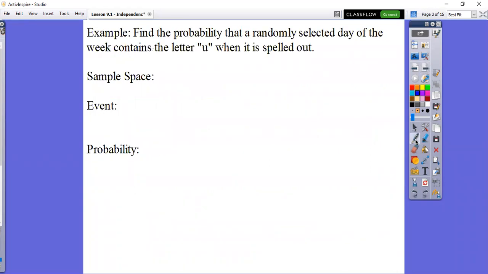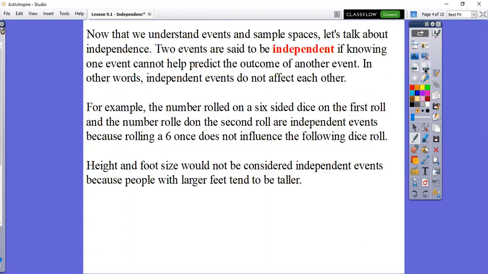So we're going to take a look at this example. We're going to do this example in class, but I want you to go ahead and look at this and see if you can take this event, which is the day of the week containing the letter U, and try and calculate its probability.